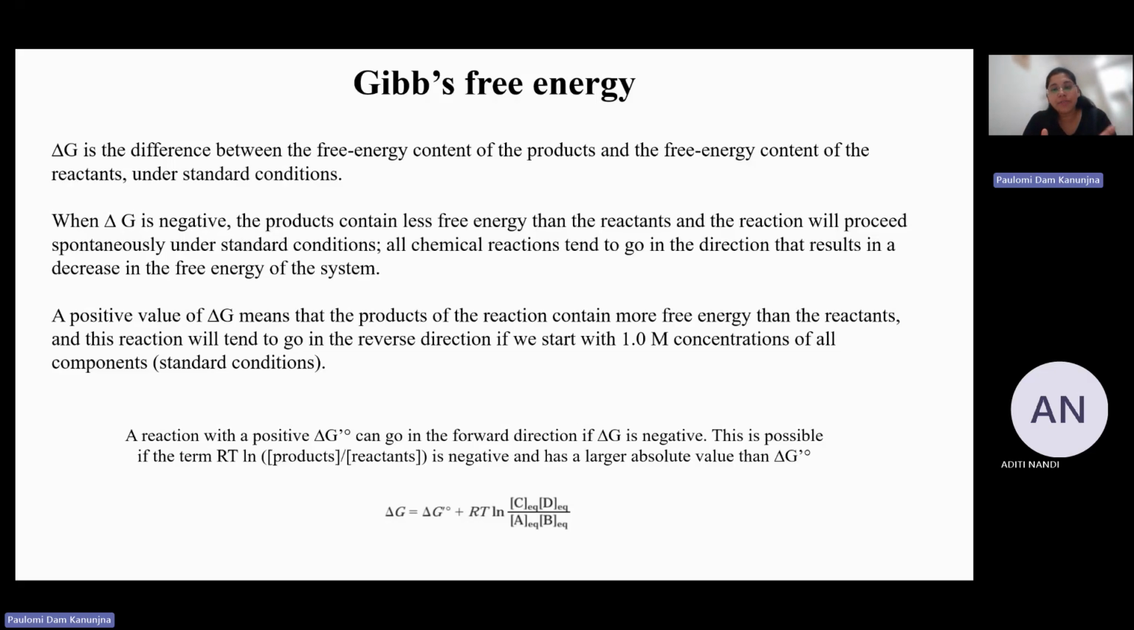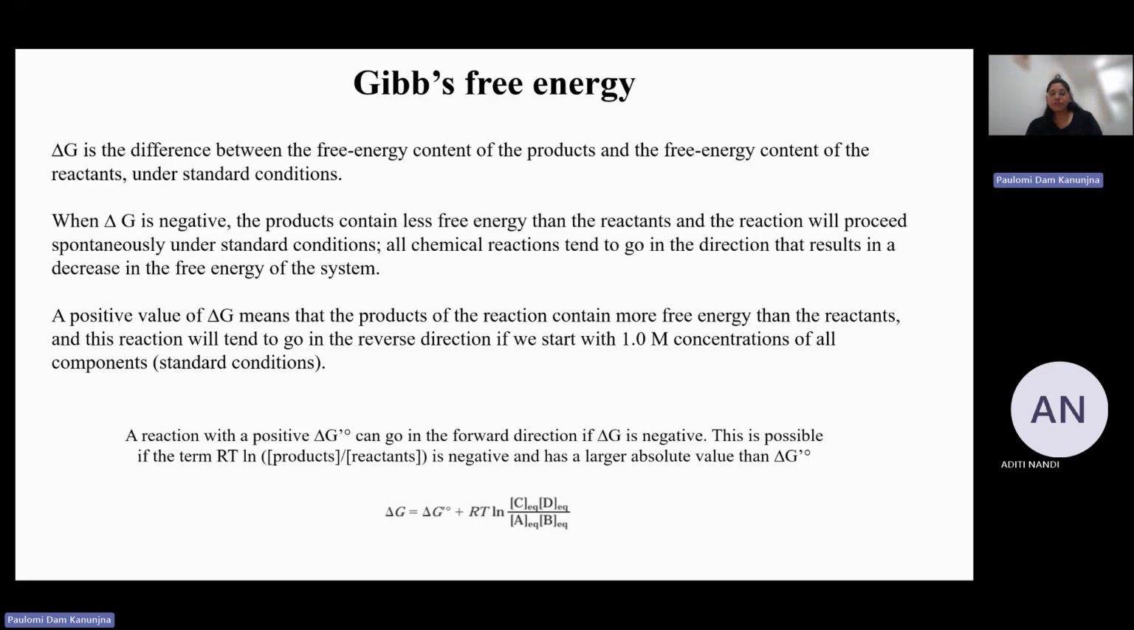All chemical reactions will definitely tend to go in the direction that results in a decrease in the free energy of the system. That's what we have been talking about, right? While a positive value of delta G will mean that the products have more free energy than the reactants, and this reaction will tend to go in the reverse direction if we start at standard conditions. Okay.